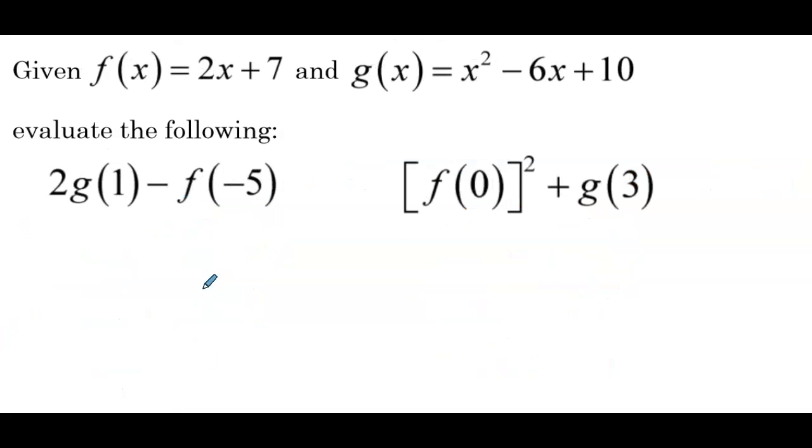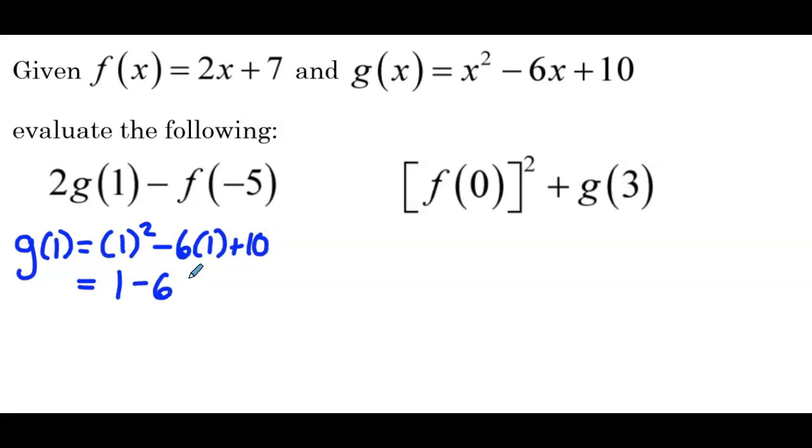Next, given f of x equals 2x plus 7 and g of x equals x squared minus 6x plus 10, evaluate the following. So we have two different functions. So 2 times g of 1 minus f of negative 5, we'll start by evaluating both g of 1 and f of negative 5. So g of 1, we're going to substitute 1 in for each x. So we have 1 squared minus 6 times 1 plus 10. So that's going to be equal to 1 minus 6 plus 10, which is equal to negative 5 plus 10, which is 5. Okay, so that's g of 1.